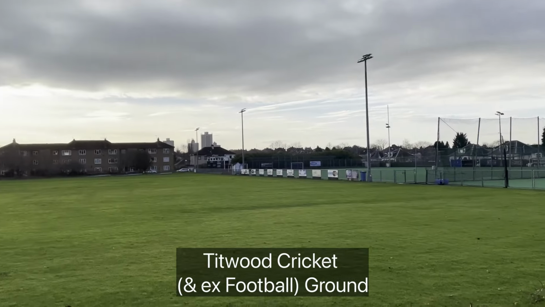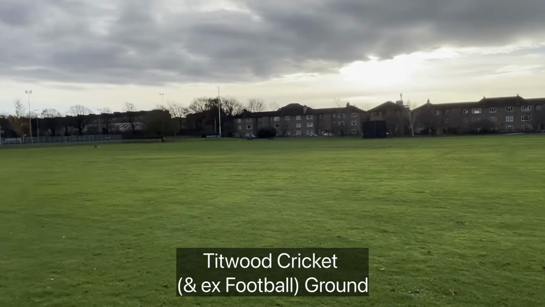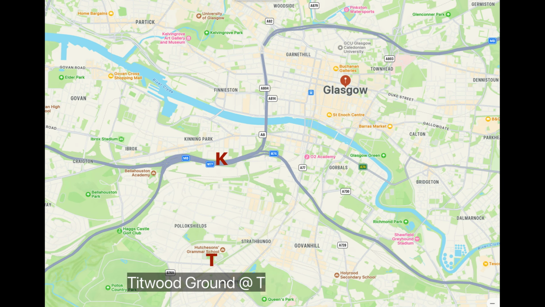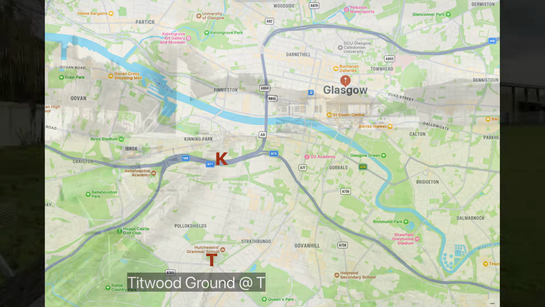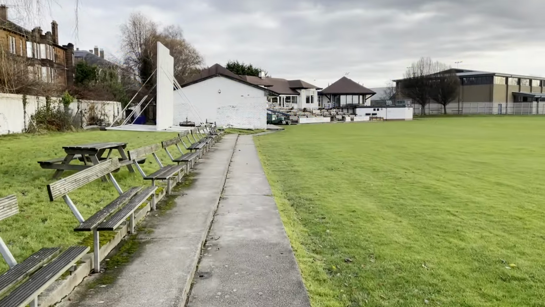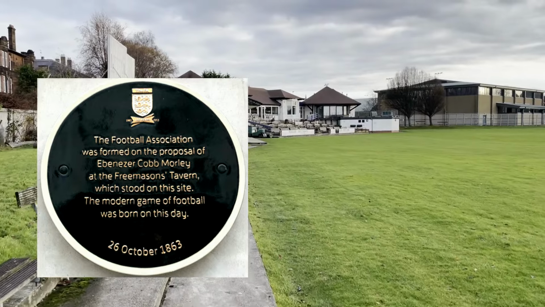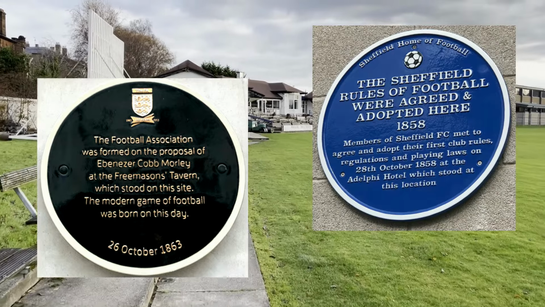In late 1876, Clydesdale Football Club moved to join the cricket club at Titwood. Titwood is just a couple of miles south of Kinning Park. It's while at Titwood that the club members got the inspiration to try and bring the two dominant sets of association football rules together, the London-based FA rules and the still widely played Sheffield FA rules.